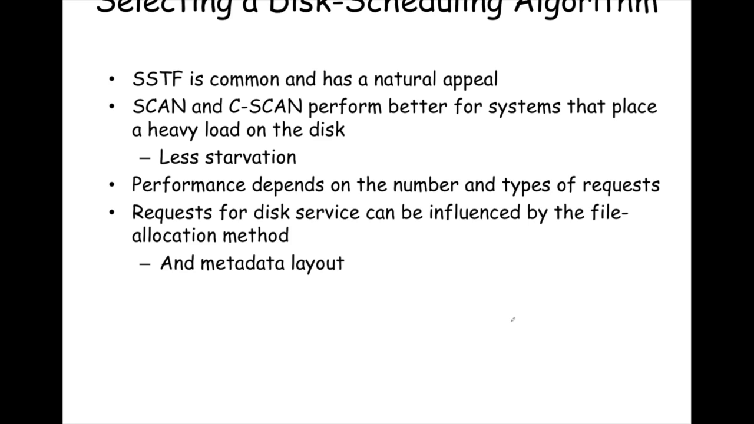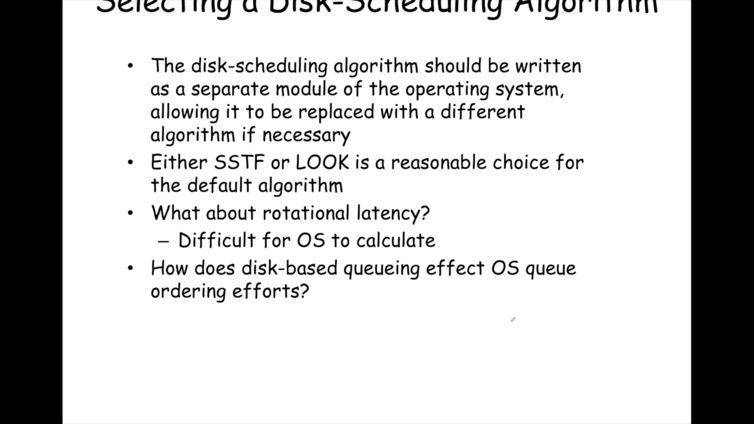And so the performance then depends on the numbers of the requests and the types of requests, and requests for disk service can be influenced by the way that you allocate files. It's all about the layout of the directory structure and the files, the so-called metadata for your disk system.